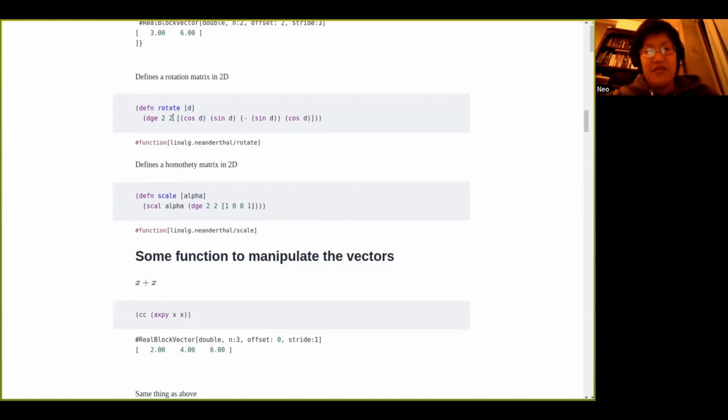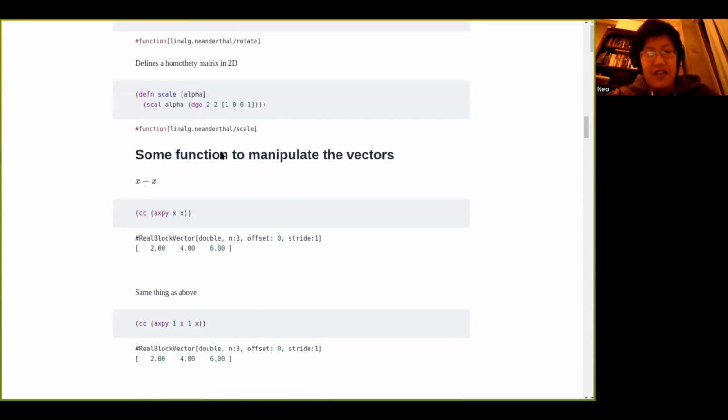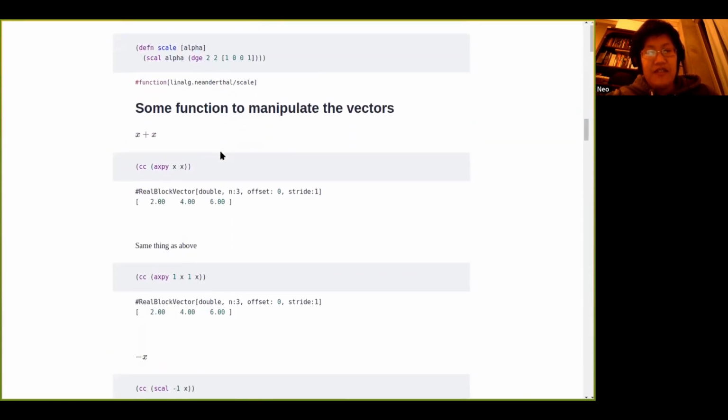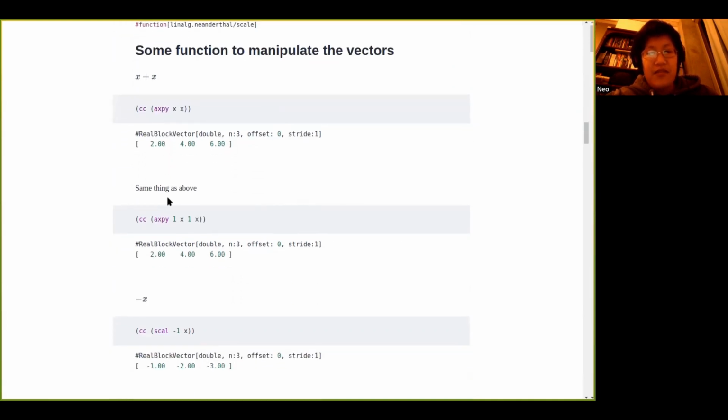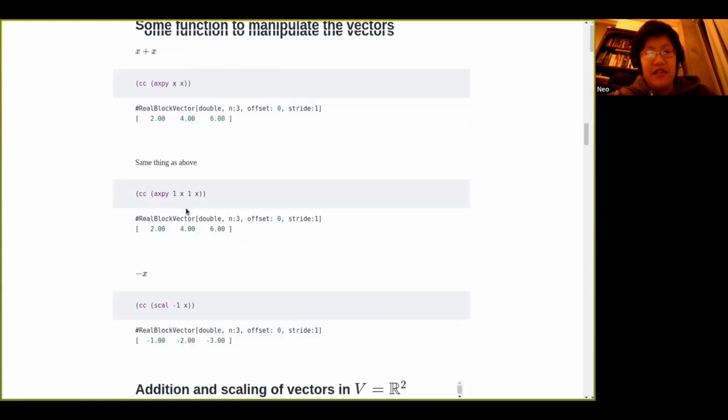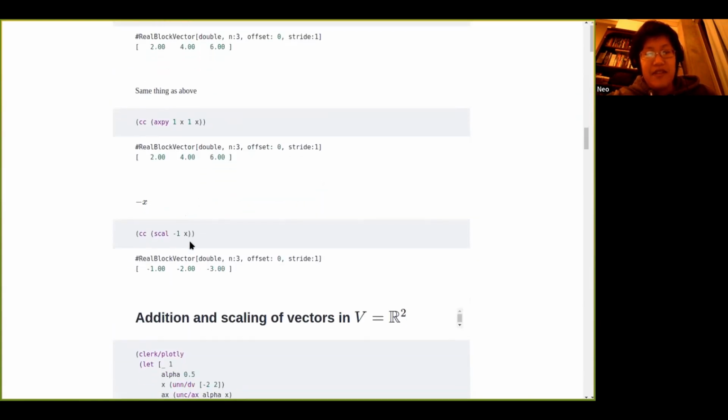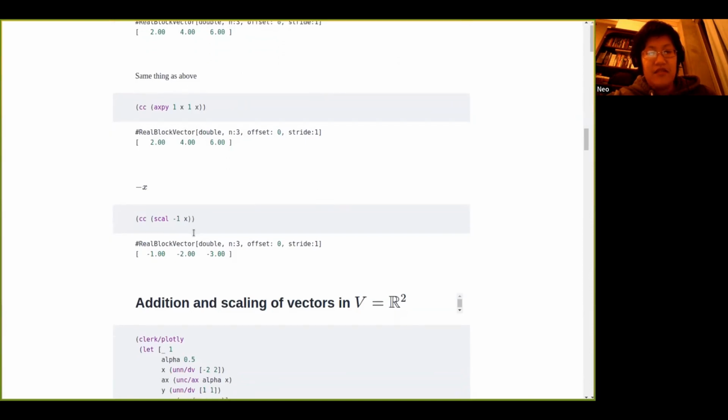Here is how you could create a rotation matrix, which will be useful later for some examples. Here is how you create scaling matrices. And yeah, the operations, as I said before, here you just want to have x plus y. If you want to express this, you use the xpy function, which is non-destructive. You also have a second version of this function that takes scalars, because here you could put different scalars. And here is how to compute the opposite of the vector.